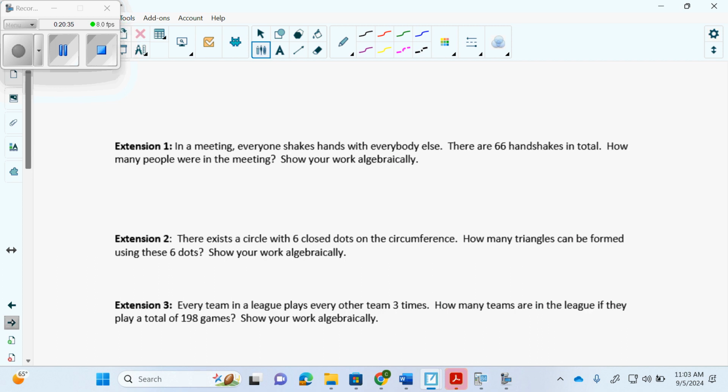All right. In a meeting, everyone shakes hands with everybody else. So that just means everyone shakes hands with everyone, right? Okay, get ready.